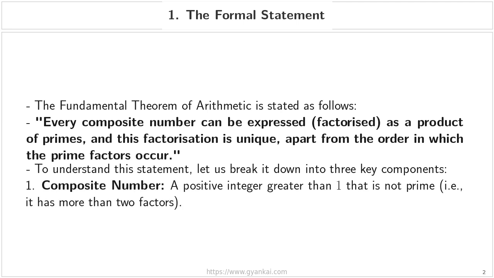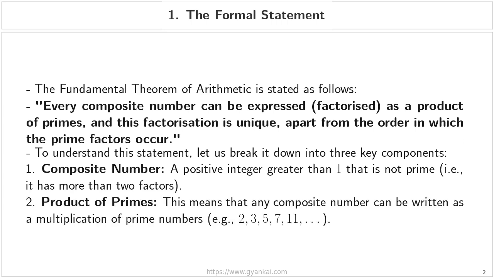First, we have the composite number. As we touched on in our previous lesson, this is simply any positive integer greater than one that isn't prime. In other words, it's a number that has more than just 2 factors. Second, we have the product of primes. This part is telling us that any composite number can be written as a multiplication of prime numbers. You know, those building blocks like 2, 3, 5, 7, 11, and so on.